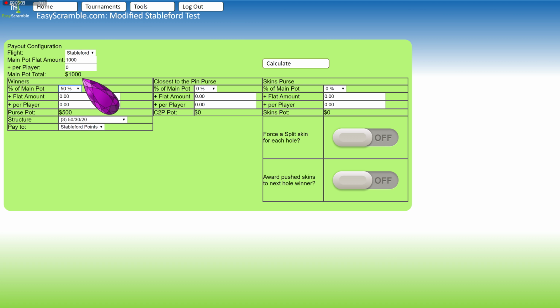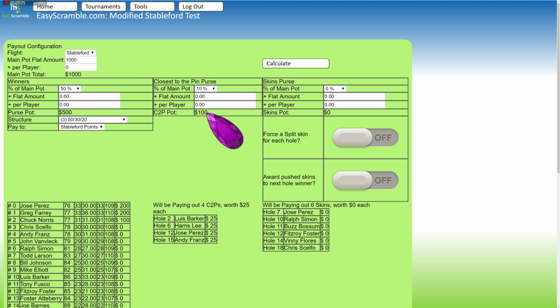So we're going to put 50%, which is $500, in our winner pot. Let's put 10% in a closest to the pin contest. So we're going to pay out $100 for the closest to the pin, which we did on the par threes, which is 4 of them. And let's calculate that.